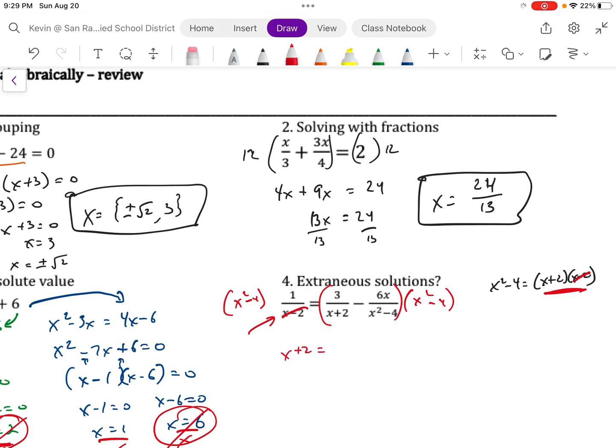And then over here, this x plus 2 is going to cancel out with the x plus 2 that would be part of this. That leaves me with x minus 2. So 3 times x minus 2. And then minus 6x over x squared minus 4. These cancel out. That leaves me 6x.